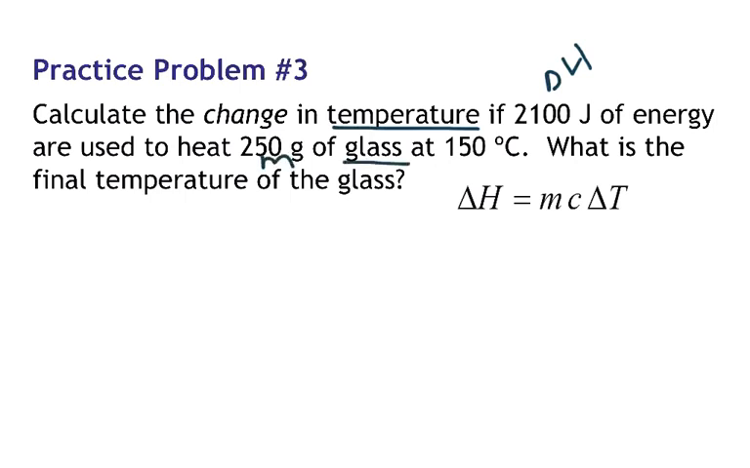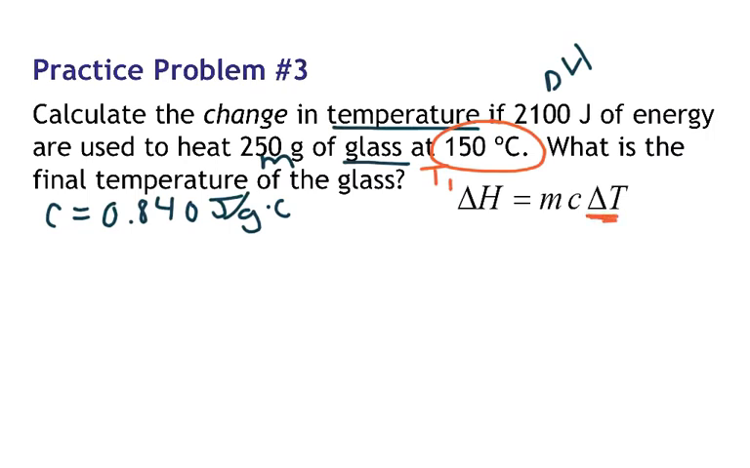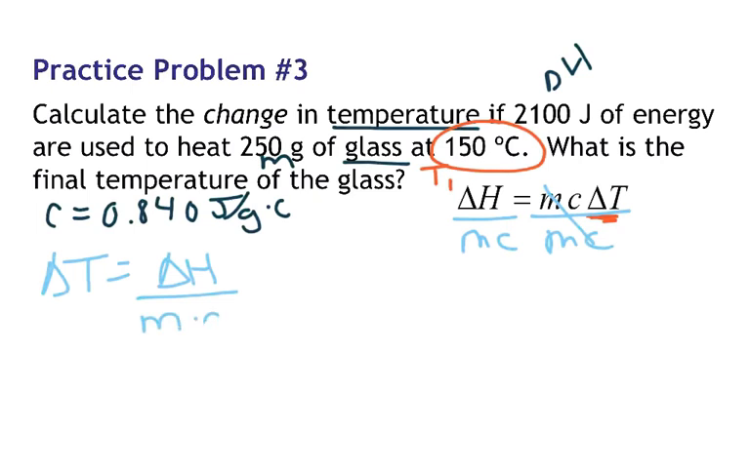So let's look at our reference sheet for the specific heat of glass, and you'll find that it is 0.840 joules over grams degrees Celsius. And then it says, what is the final temperature? So notice we're given this temperature right here, 150 degrees Celsius. That's the initial temperature. So I'm just going to ignore that right now because the first thing I want to do is figure out the change. Okay? So looking at my equation to get the delta T by itself, I'm going to go ahead and divide both sides by MC. So my new equation will be delta T equals delta H over M times C.